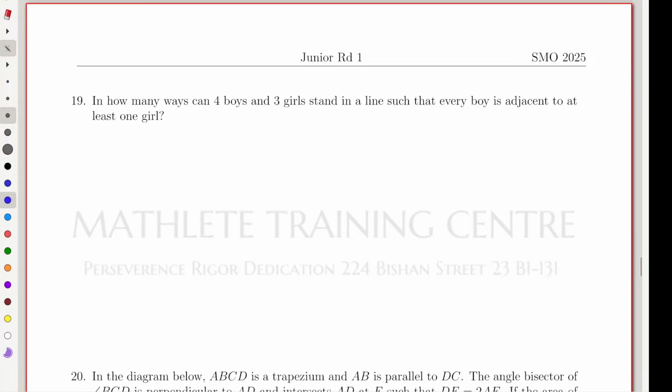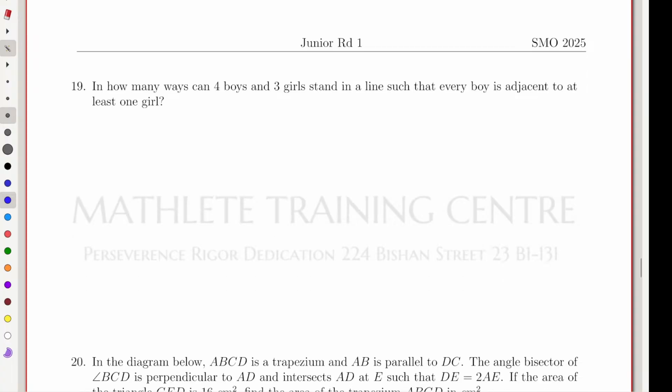Question number 19. In how many ways can 4 boys and 3 girls stand in a line such that every boy is adjacent to at least one girl? For this question, you actually want to write out all the possibilities. Because firstly, if you're arranging 4 boys and 3 girls, assuming that the boys and the girls are identical, there's only going to be 7 choose 3, 35 ways at most. So there are not many cases where every boy is adjacent to at least one girl. It is small enough that you can even just try to write it out yourself.